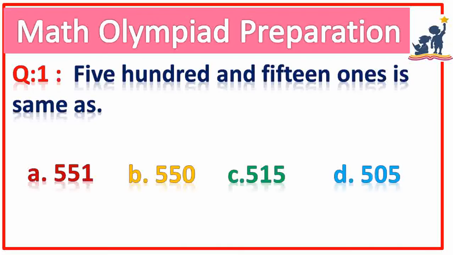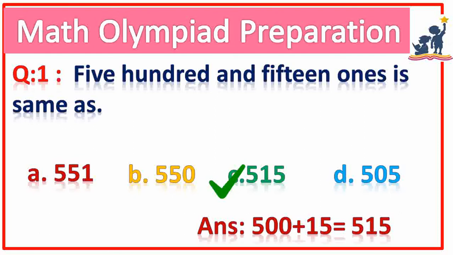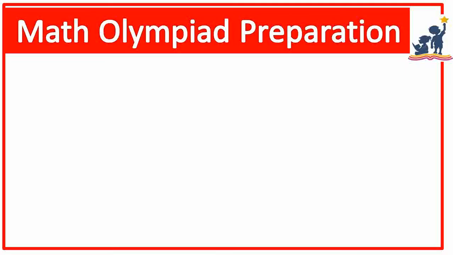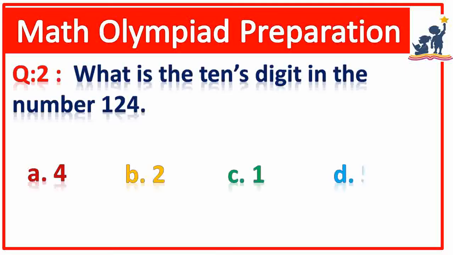Now come to our interactive session. Question number 1. 515 ones is the same as... C. 515. Yes, good. It can be written in expanded form like 500 plus 15 is equal to 515. Now question number 2. What is the tens digit in the number 124? B. 2. Yes, good.